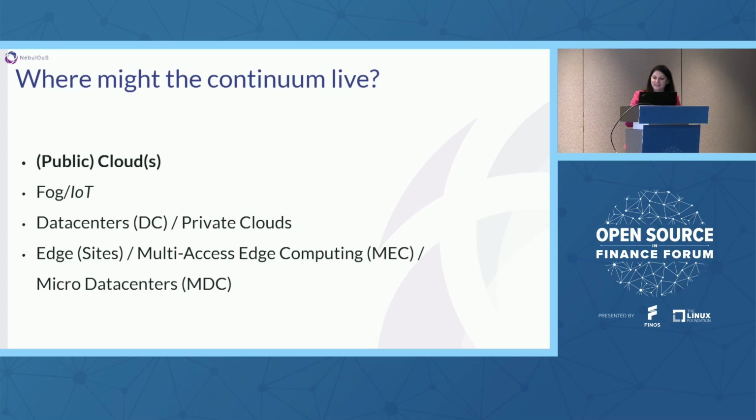Okay, definitions done. So where might we find the Cloud Continuum? As I said, everywhere. First of all, in the public clouds, then in the fog and IoT, also in the data centers of private clouds. Next is edge on site and multi-access edge computing, and also in the micro data centers. So the Cloud Continuum is almost everywhere, and we can find it.